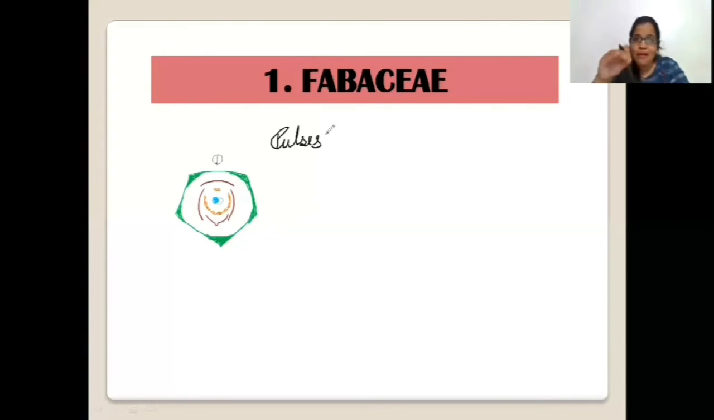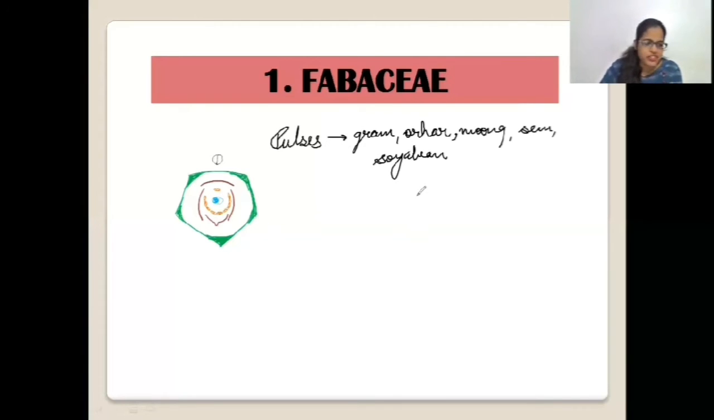To learn the examples properly, I'm going to write some of the examples given in NCERT over here. That is gram, means chana. Other than gram, it has arhar. It is also a dal. Then we have moong, means all the pulses. Then sem. Then we have soya bean, the protein for the vegetarians, right?